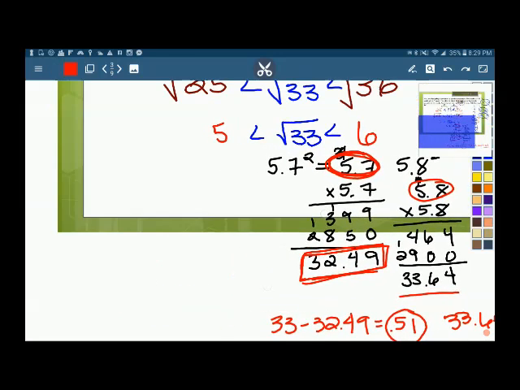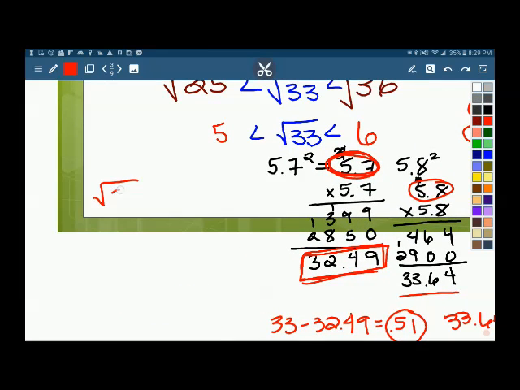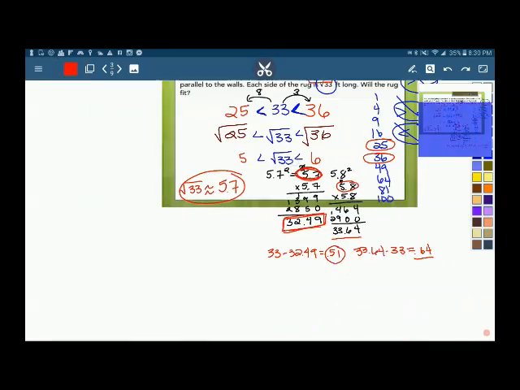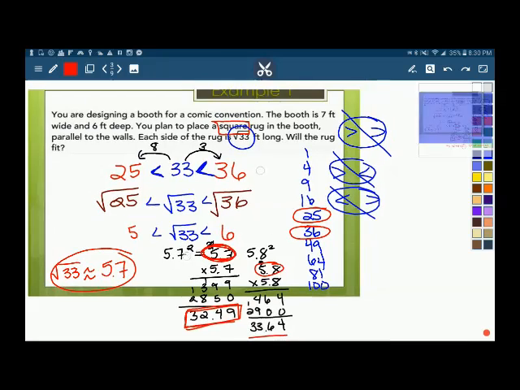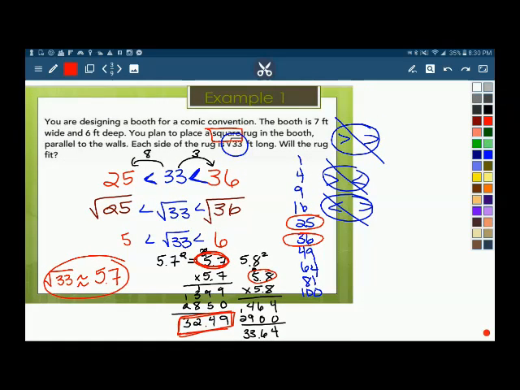So I'm going to write that off to the side here, that the square root of 33 is approximately, whenever you make a wavy equal sign, that means approximately 5.7. Okay, now to properly answer this question, it says each side of the rug is root 33 feet long. Will the rug fit? It says the booth is 7 foot by 6 foot. So this rug will definitely fit because each side is only 5.7 feet long.